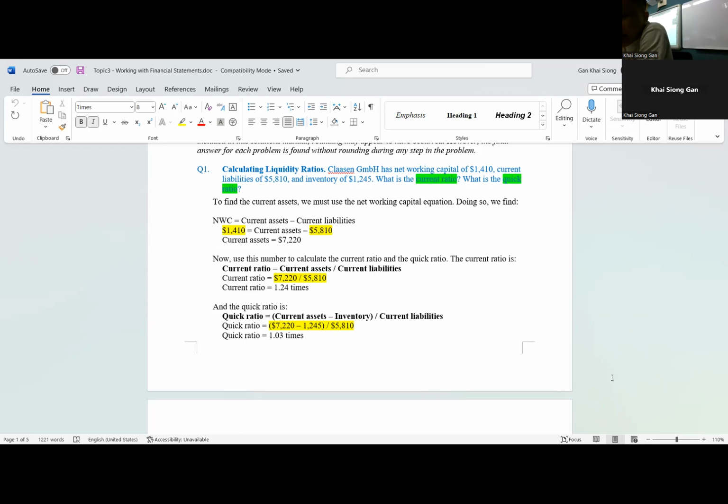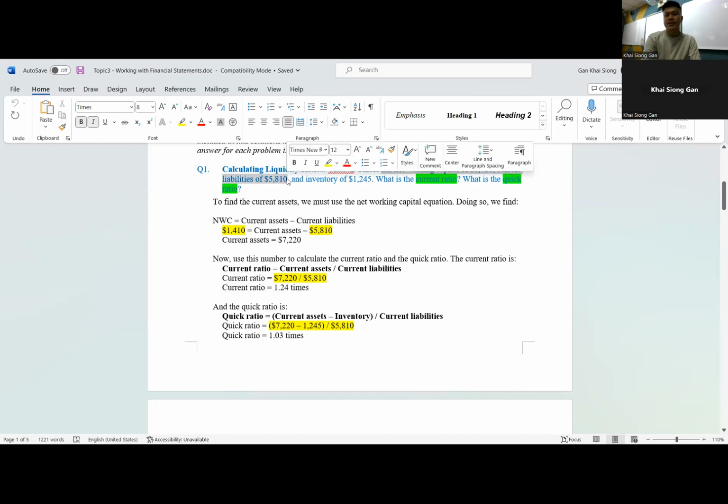First of all, to calculate current ratio, what formula do you need? Current assets divided by current liabilities. But you don't have current assets here. So you have to use the formula that I told you in the beginning of the class: the working capital. You have your net working capital and your current liabilities, so you can calculate your current assets already.